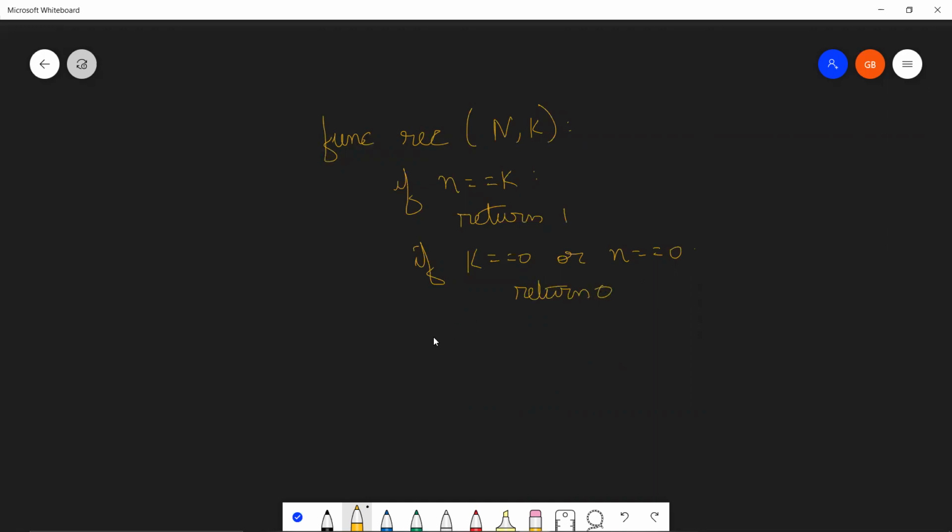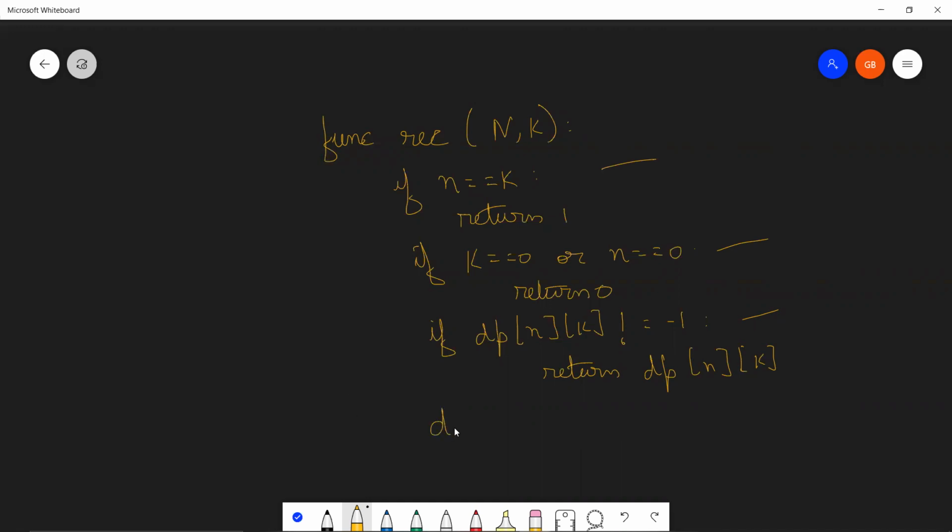Another thing, since we are going to maintain a DP, let's keep a check for that. If dp n k, let's initialize all the elements with -1, is not equal to -1, this means that we have found the answer for this DP in some previous recursion. In that case, we will return dp n k. In a case where n is not equal to k, or they are not 0 and they are not present in your DP, we are going to add them in the DP.